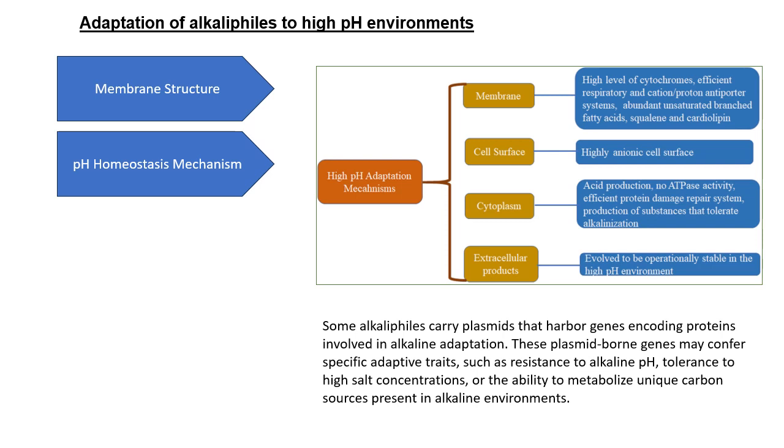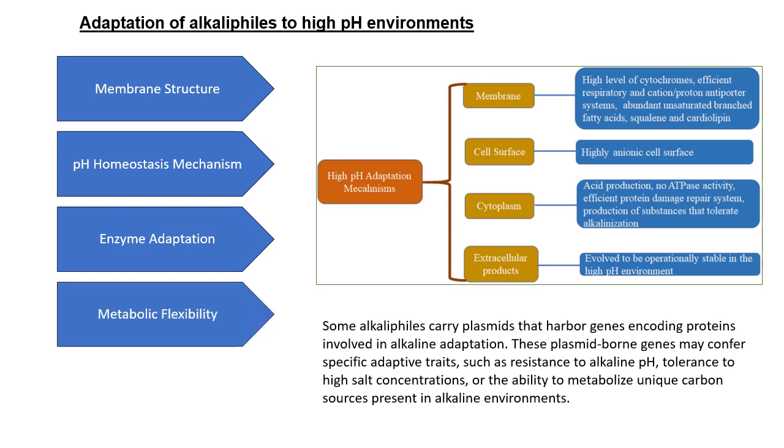Next is enzyme adaptation. So alkaliphilic enzymes have evolved to function optimally at high pH levels. Now, these enzymes often have structural adaptations that enhance their stability and activity in alkaline conditions, such as increased ionizable amino acid residues on their surface or modification to the active site that accommodate alkaline pH optimum. That is about the enzyme adaptation.